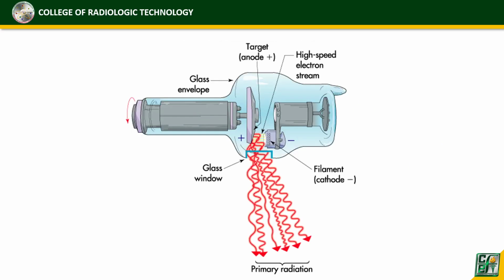So, ayan. So, of course, the electron interaction happens sa target located in the anode side. Okay? And the product of electron interaction with matter is, of course, heat and radiation. X-radiation. Okay?